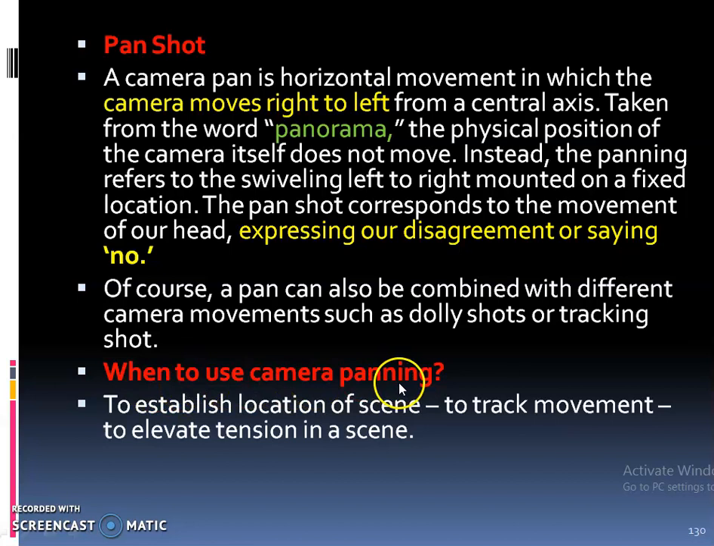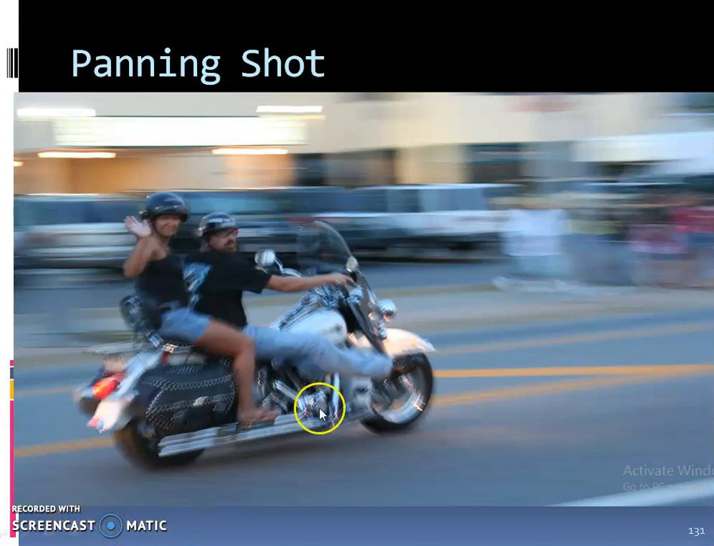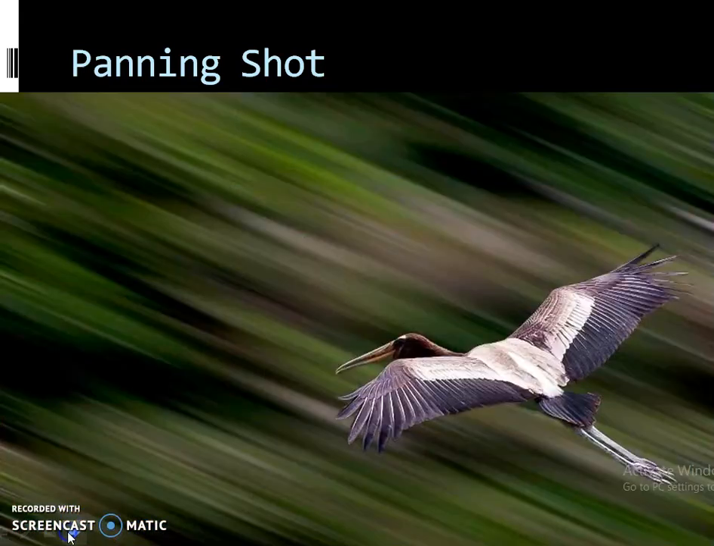When to use camera panning? Camera panning can be used to establish the location of a scene, to track movement, or otherwise to elevate tension in a scene. We'll show you an example for this pan shot. See this one example. It is moving from right to left this way. And this is also another example for panning shot. So, moving this way, right to left or left to right.